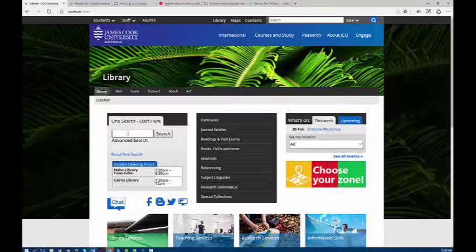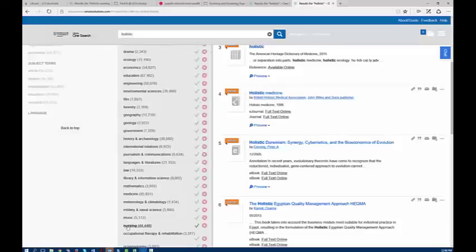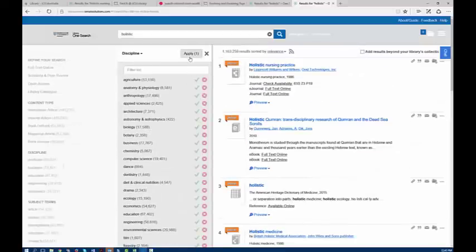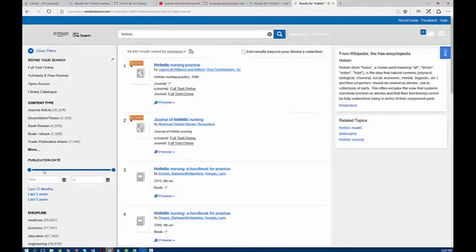I'm going to use one search now. You could use CINAHL or one of the other databases, but this is plenty good enough for you in first year to try and find evidence on your topic. Now you could brainstorm and think about using words like holistic and assessment or nursing, but I think I'm just going to try holistic. I'm going to now filter it by discipline. I'm going to change the publication date so we've only got recent stuff.